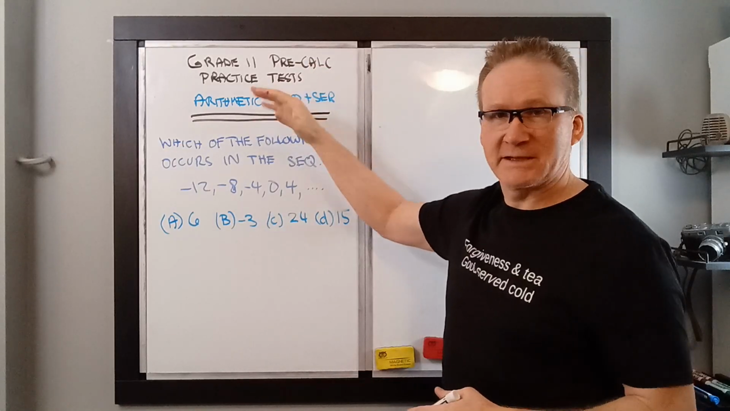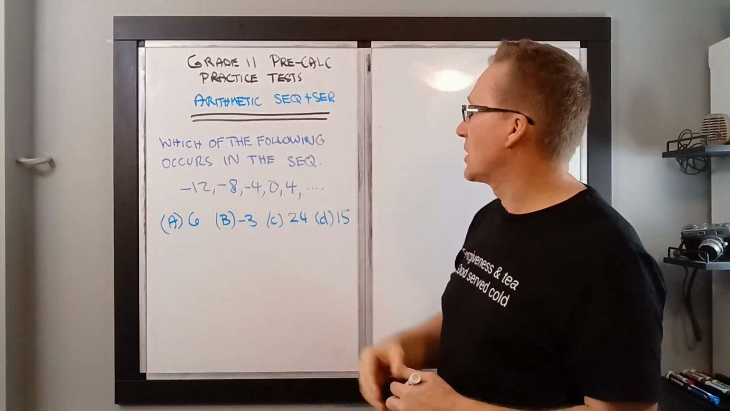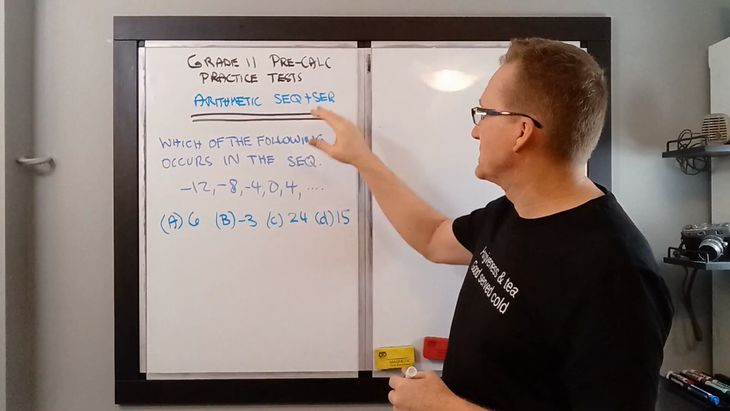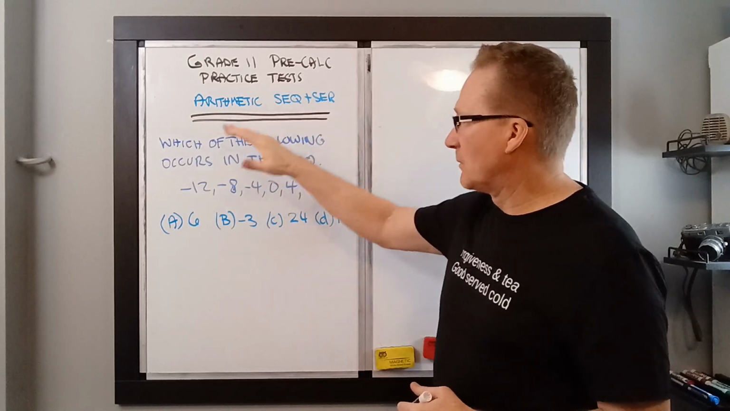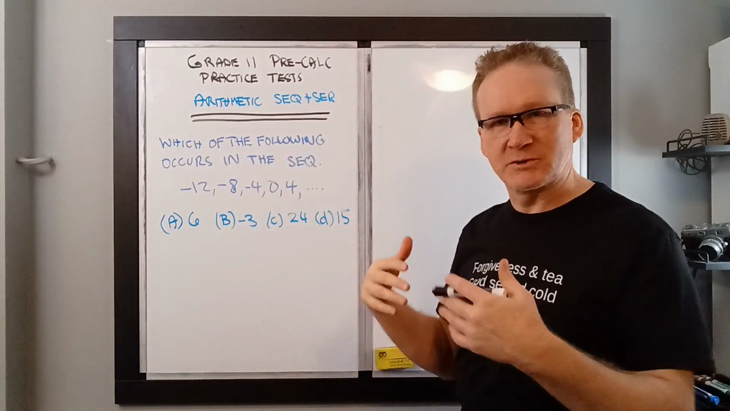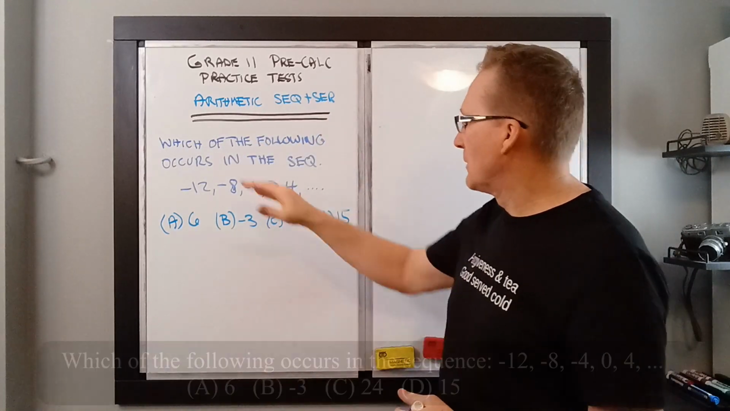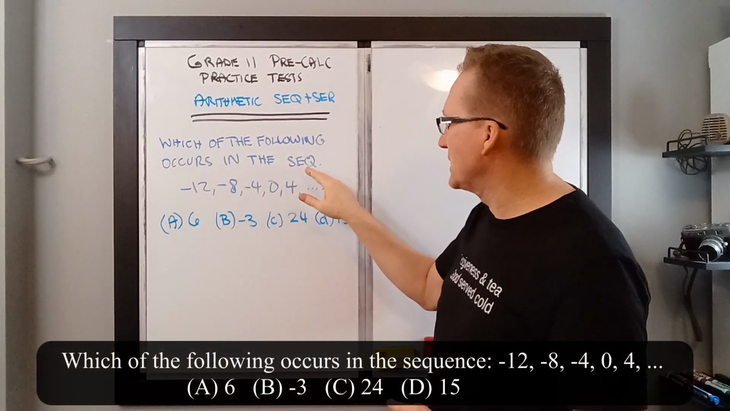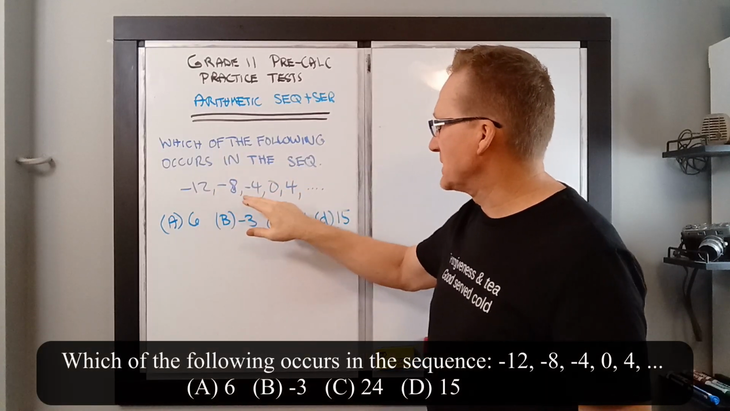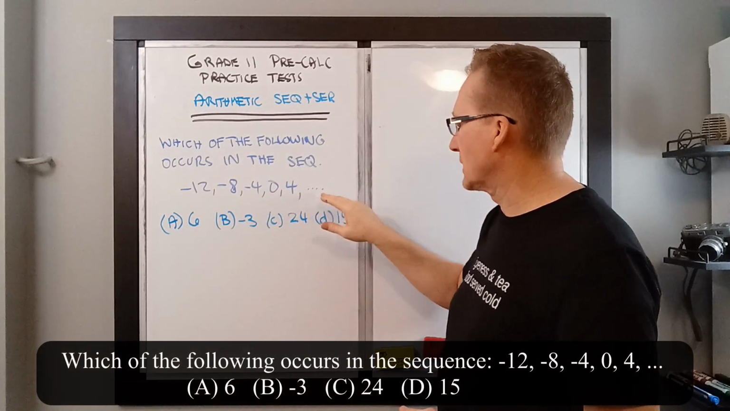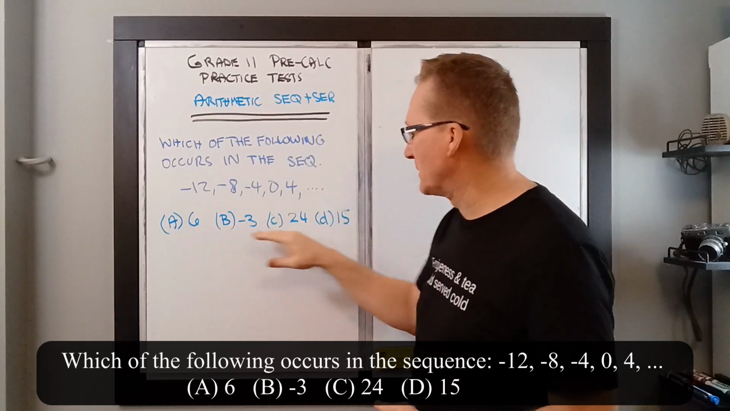We're going to start looking through a grade 11 pre-calculus practice test section by section, starting off with arithmetic sequences and series. I'm going to write out a bunch of questions for you and just work through one at a time. Which of the following occurs in the sequence -12, -8, -4, 0, 4, continuing onward? So we're given a bunch of multiple choice.